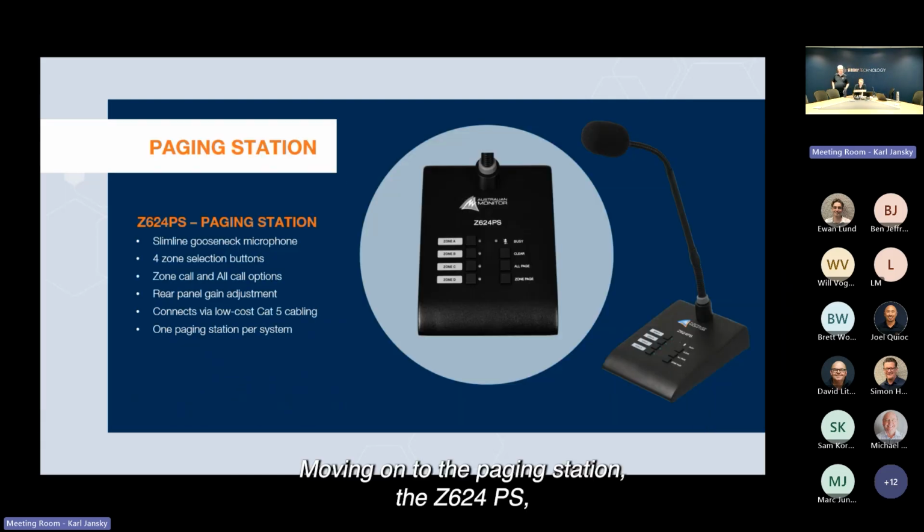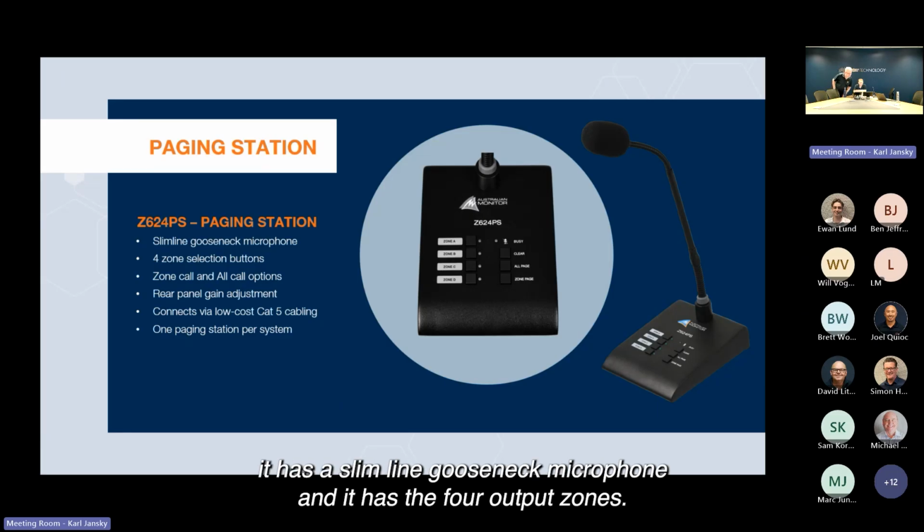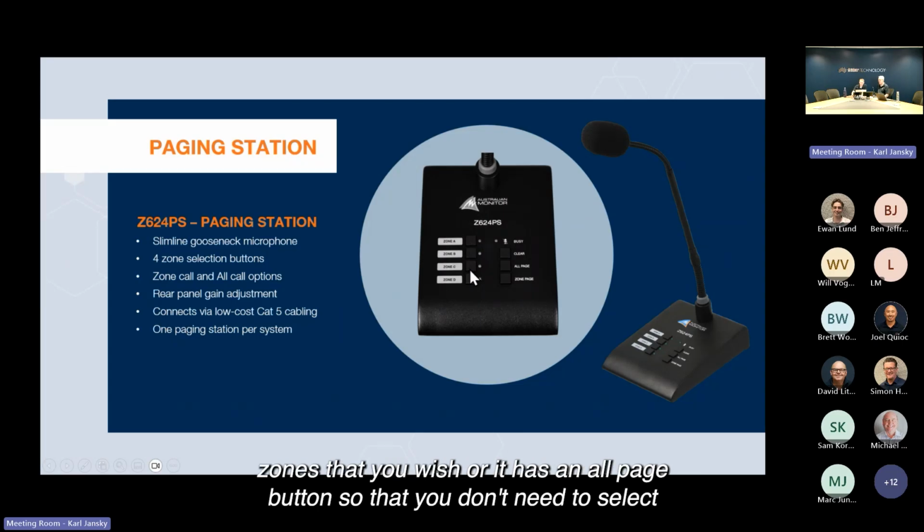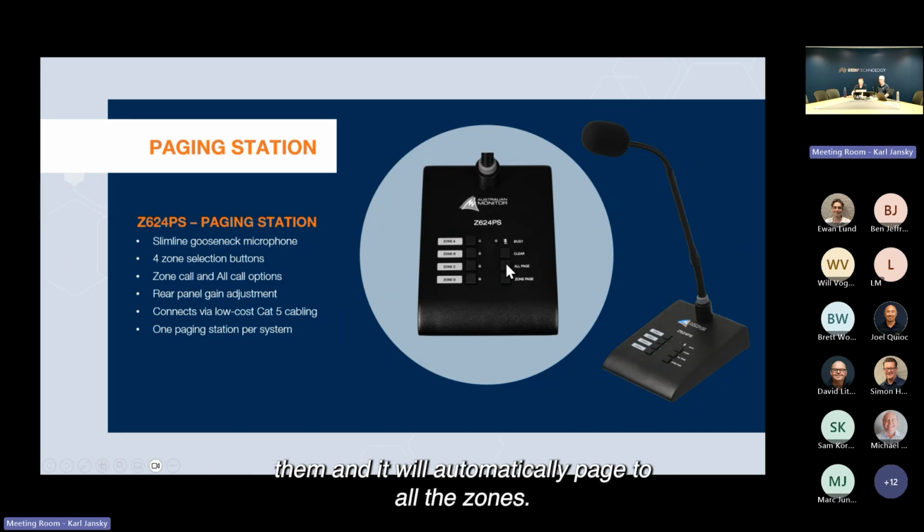Moving on to the paging station. The Z624PS has a slimline gooseneck microphone, and it has the 4 output zones, so you can individually select these output buttons in order to page to the zones that you wish, or it has an all page button so that you don't need to select them and it will automatically page to all the zones.